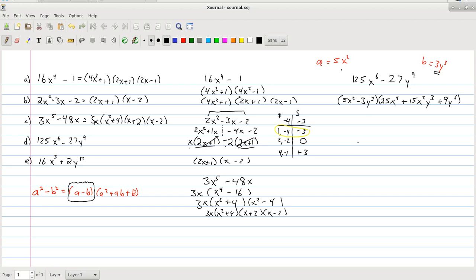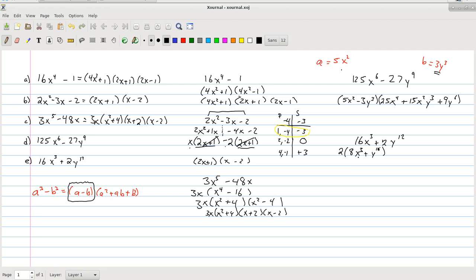Finally, part E. 16x cubed plus 2y to the 12th. The first thing we always look for is a common factor. And I see that 16 and 2 both have a 2 in common. So the first thing we do is factor out the 2. To see what's left in the parentheses, divide each of these by what we factored out. So divide by 2. This gives us 8x cubed plus y to the 12th.